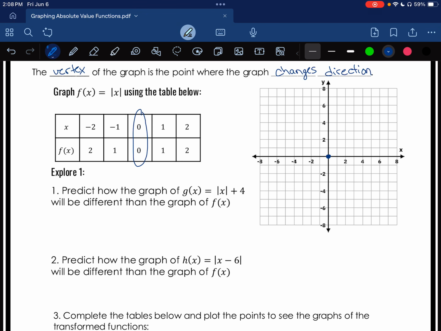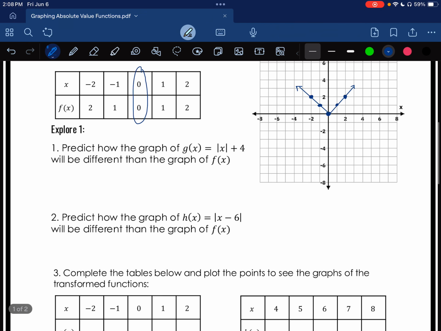So this table should make sense. If I plug -2 into my function, the absolute value of -2 pops out +2. Plug in -1, that's going to pop out +1, and so forth. And then I'll just connect my points, like so. And that is the parent function. All right, so go ahead and look at your graphs here.